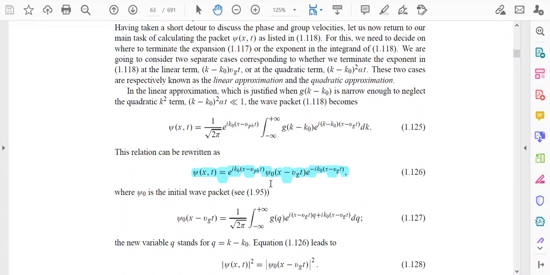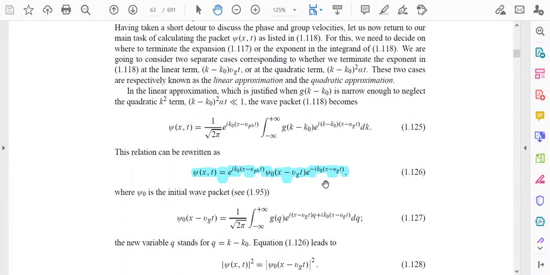1.125 in this fashion, that is psi 0 x minus vgt, because you see in the exponential term there is x minus vgt. So you can write psi 0 x minus vgt. Actually psi 0 x minus vgt is equal to 1 by root 2 pi, integral from minus infinity to plus infinity of g(q) e to the power i (x minus vgt) q plus i k0 (x minus vgt) dq. Actually in place of x there is x minus vgt, that is the difference from the equation given in 1.95. So in equation 1.95 if you write x minus vgt in place of x, then you can have this equation 1.127.